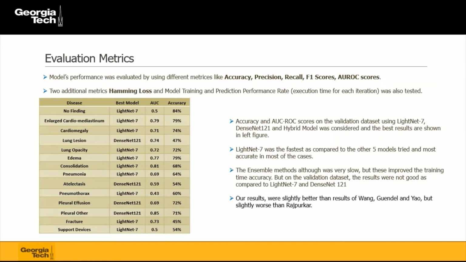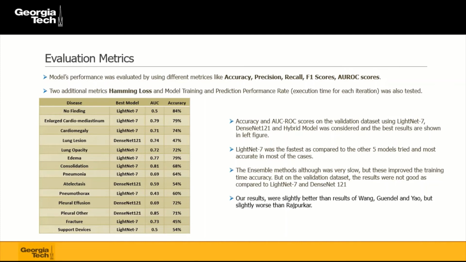Now, after referencing most of the research papers, we thought of putting accuracy and AUC ROC scores, which we obtained from the prediction results on the validation dataset from the different models that we have applied. We observed that LightNet 7 was the fastest as compared to the other 5 models tried and most accurate in most of the cases. Now, the ensemble methods, although they were slow, improved the training time accuracy.